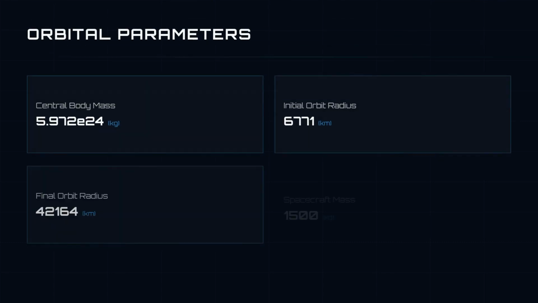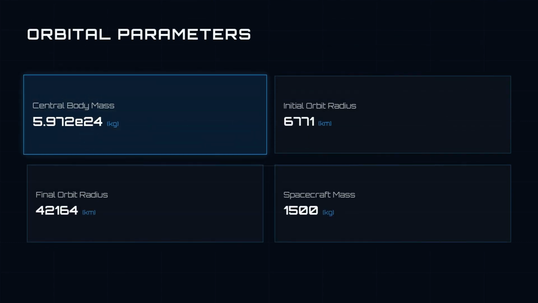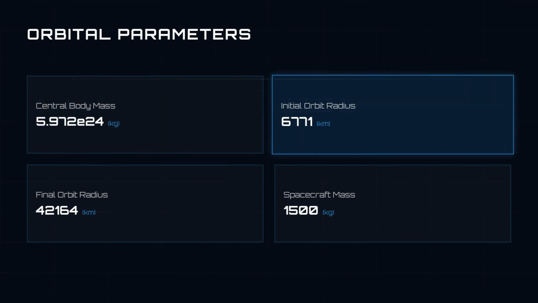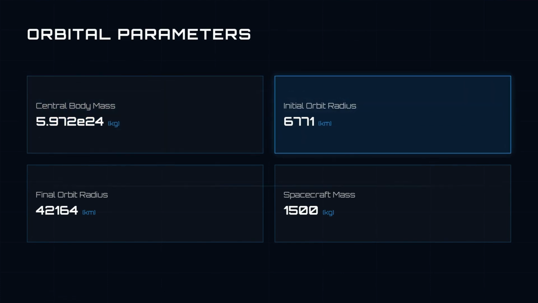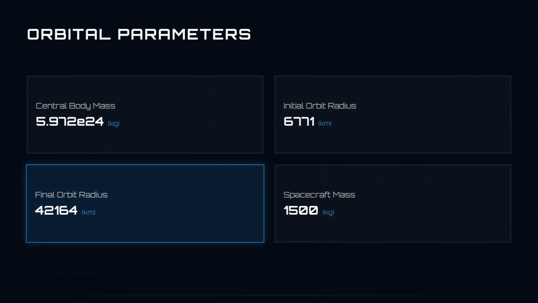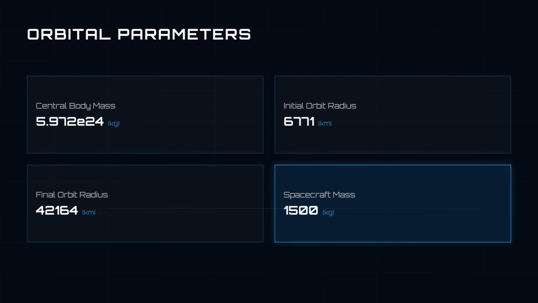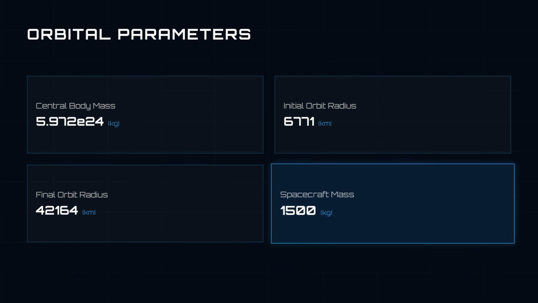There are 4 input fields. Central body mass in kilograms defaults to 5.972E24, which is Earth's mass. Initial orbit radius in kilometers is where your spacecraft starts. Final orbit radius in kilometers is your destination orbit. Spacecraft mass in kilograms is your vehicle's total mass.